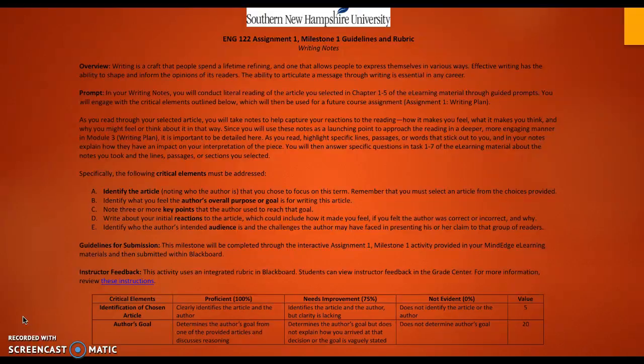The fourth critical element is to write about your initial reactions to the article, which can include how it made you feel, if you agree or disagree with the author, and why. The fifth and final critical element of this assignment is to identify the author's intended audience. So, in this assignment, we are asking you to be actively engaged in the reading and to make note of your reactions during and after the reading.